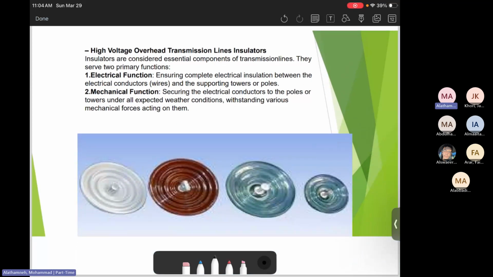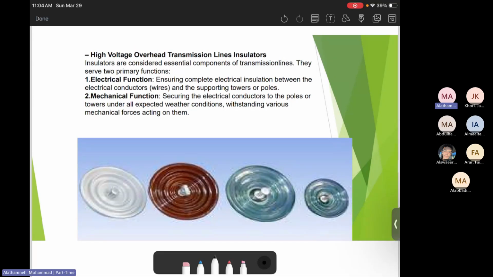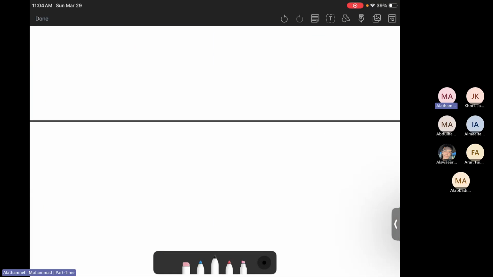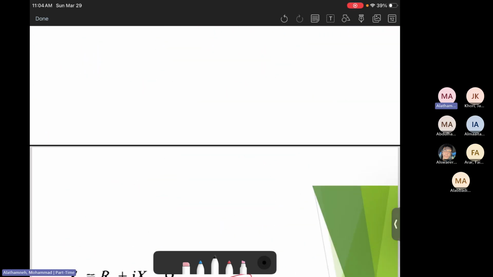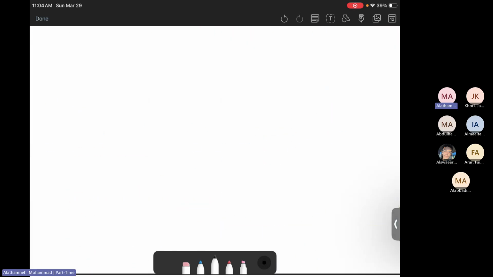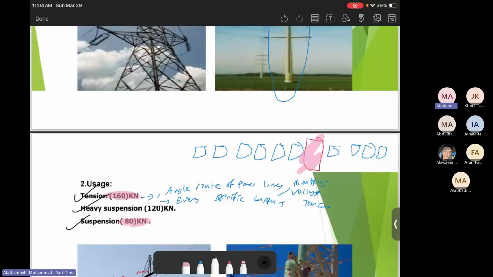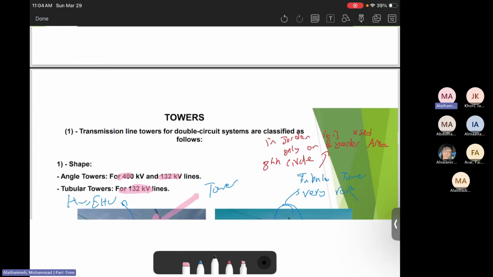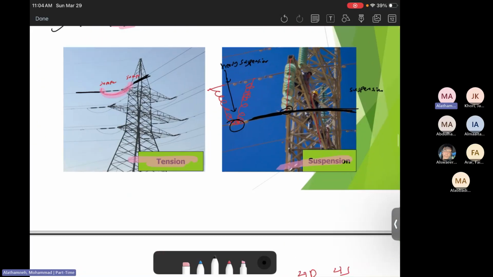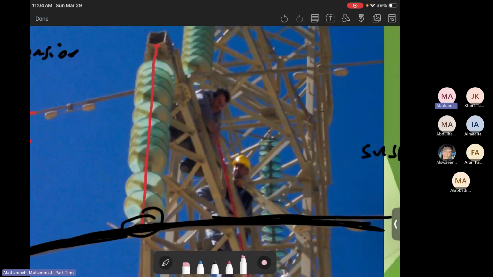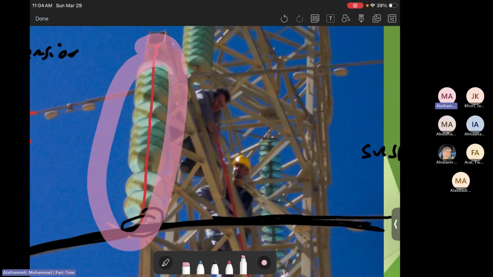Now, the other thing which is related to the insulator. So the insulator, what do I mean by insulator? Let me go to the beginning of the high voltage, which is here. When we talked about the tension and suspension, you will see there is an insulation.